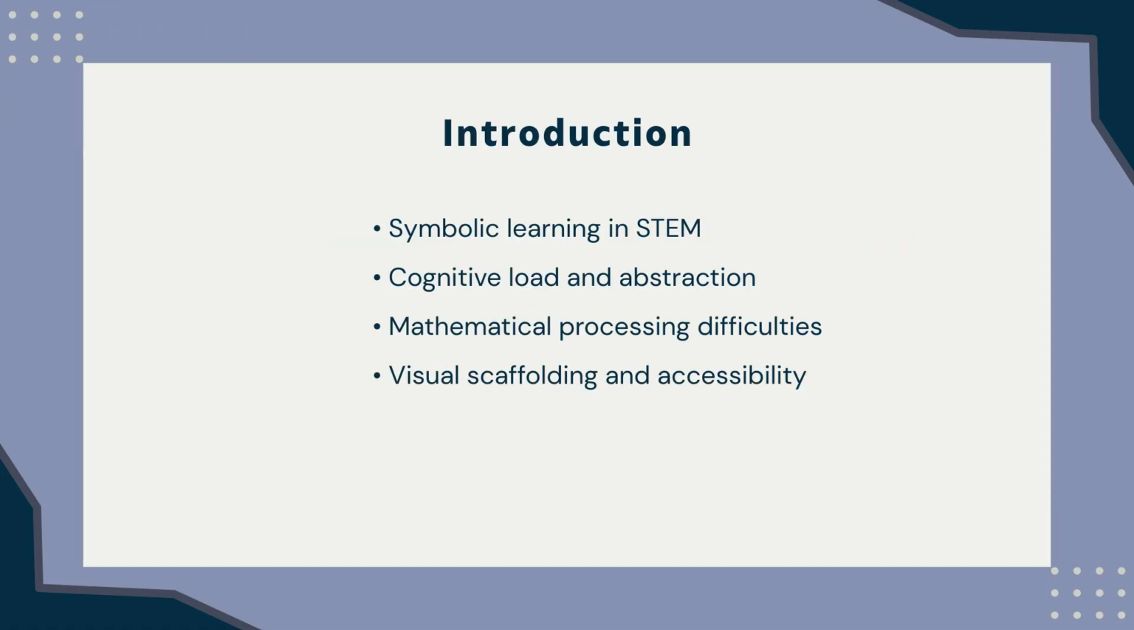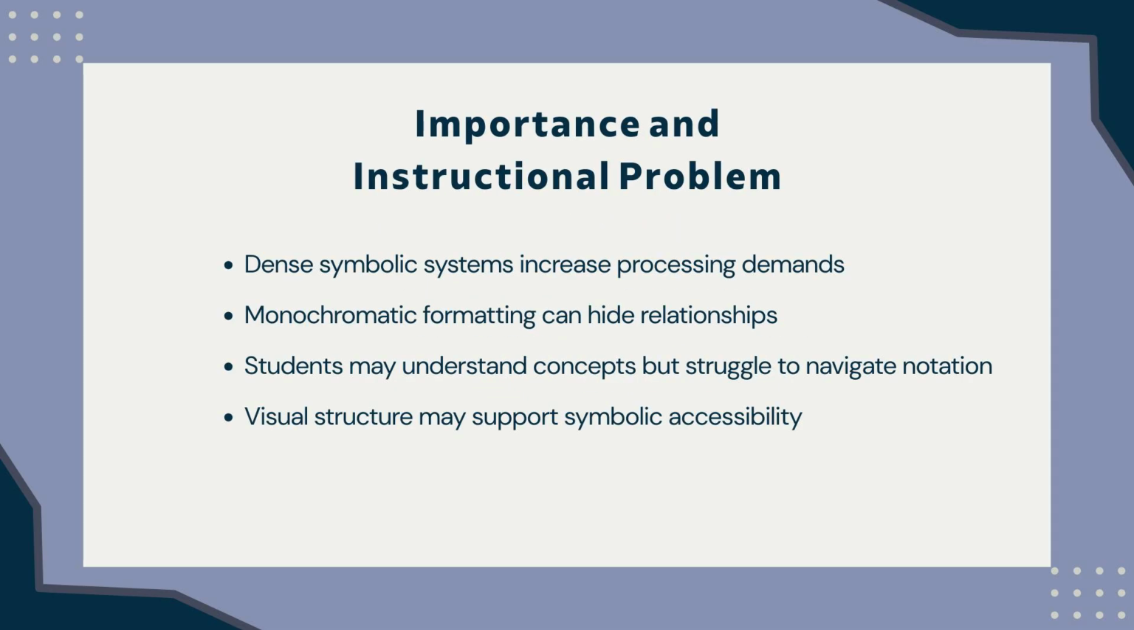STEM learning asks students to move through symbols, notation, procedures, and abstract meaning all at once. For students with symbolic processing difficulties, that can create unnecessary cognitive load. This project looks at whether visual scaffolding, especially consistent color integration, can make symbolic relationships easier to access without simplifying the academic content. The instructional problem is that symbolic systems are often presented in a flat, monochromatic way.